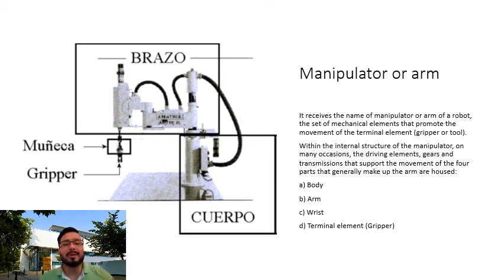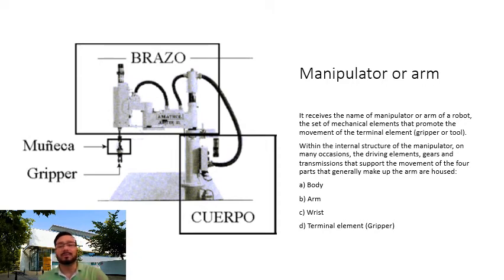Now we will talk about different parts of the robot. Here we have the robot manipulator or arm. It receives the name of manipulator or robot arm, the set of mechanical elements that promote the movement of the terminal element, so the gripper, crank, or tool.